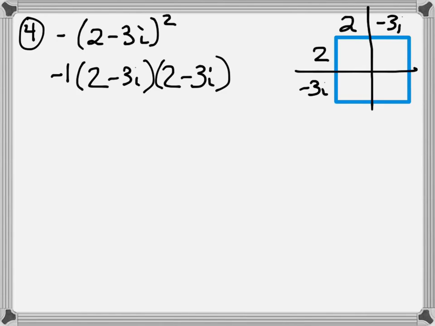And so we're going to multiply outside in again. And so 2 times 2 is 4. 2 times negative 3 is a negative 6i. 2 times negative 3 is a negative 6i. And then negative 3i times negative 3i gives me a negative 9i squared. Convert that to a negative 1. Negative 1 times negative 9 is a positive 9. So that gets written as a positive 9. Look at your two diagonals.